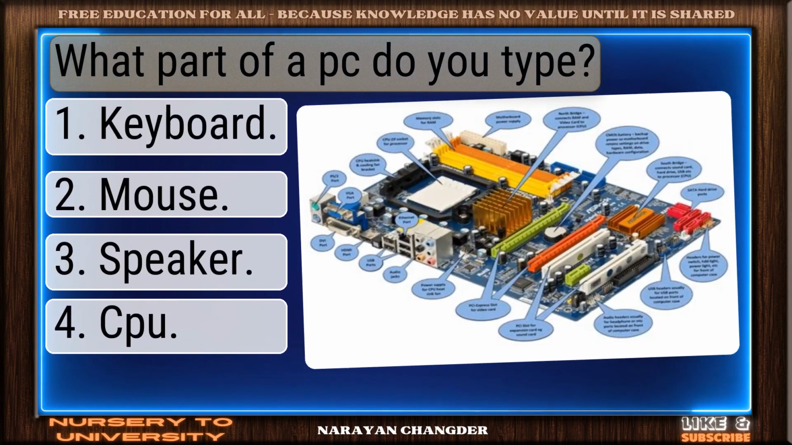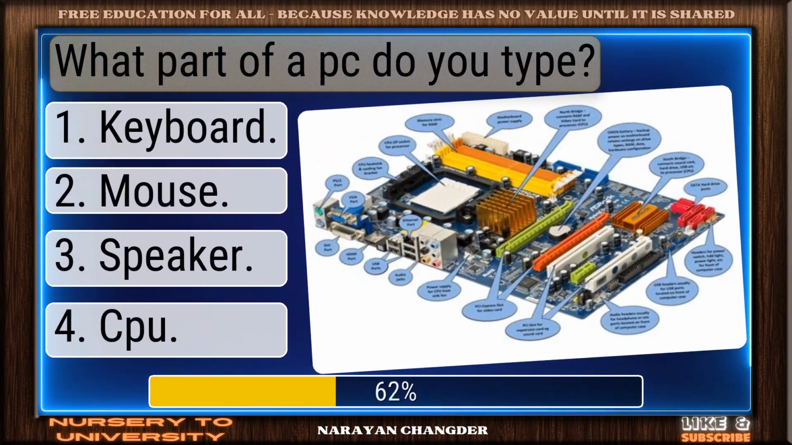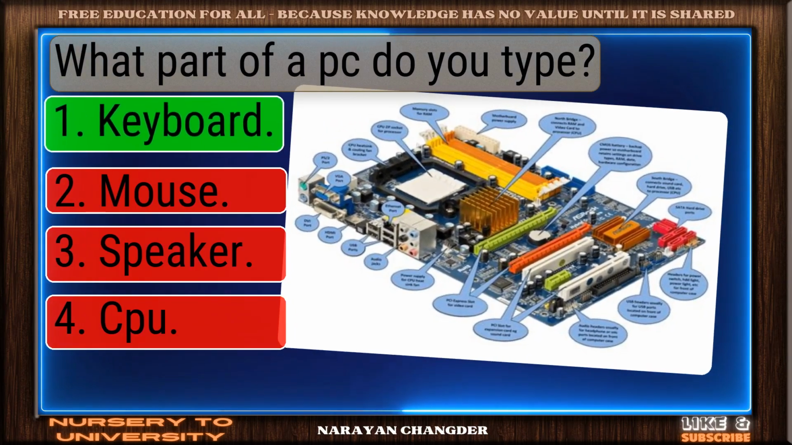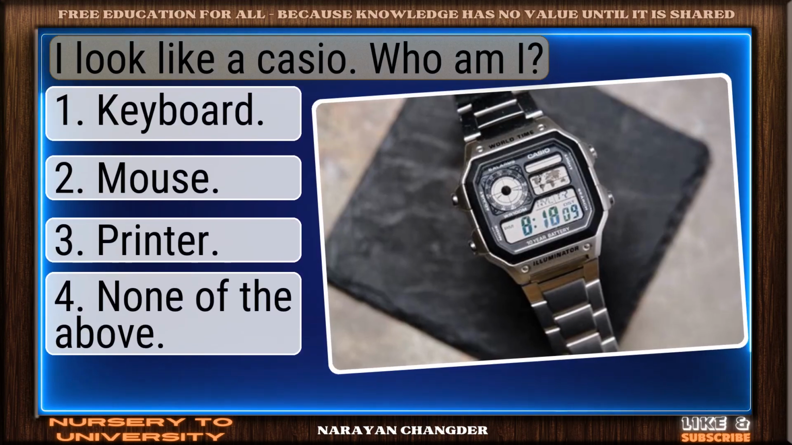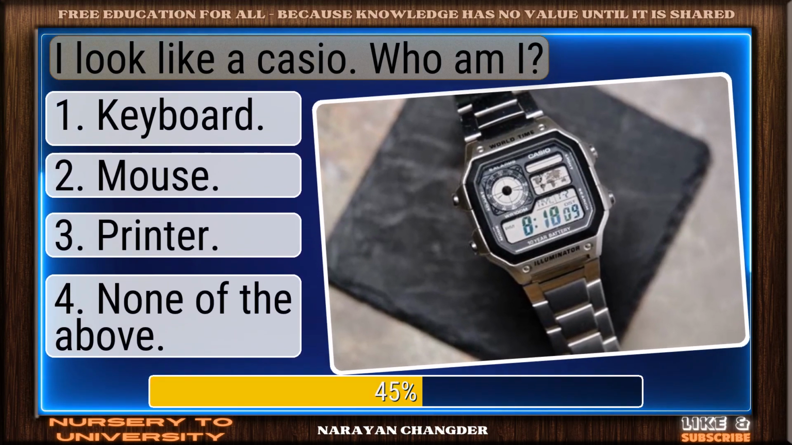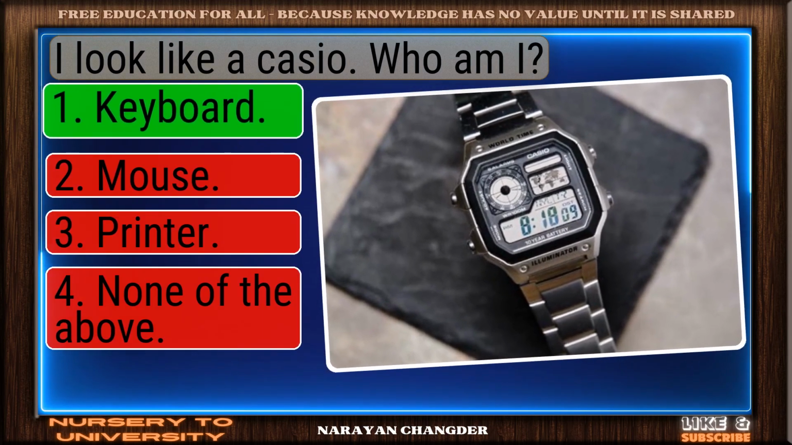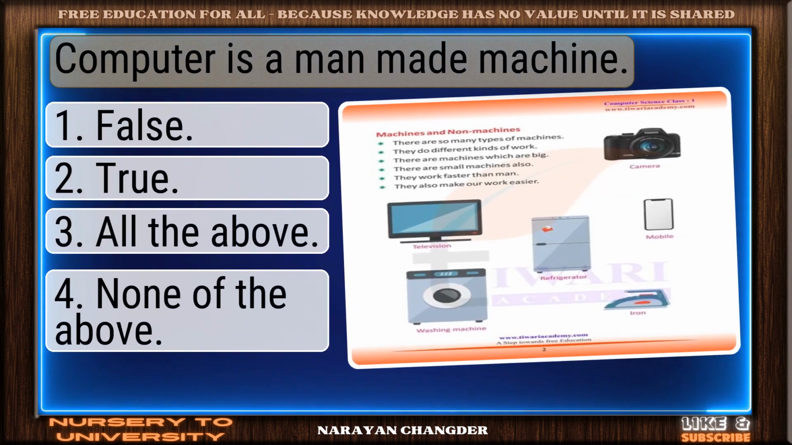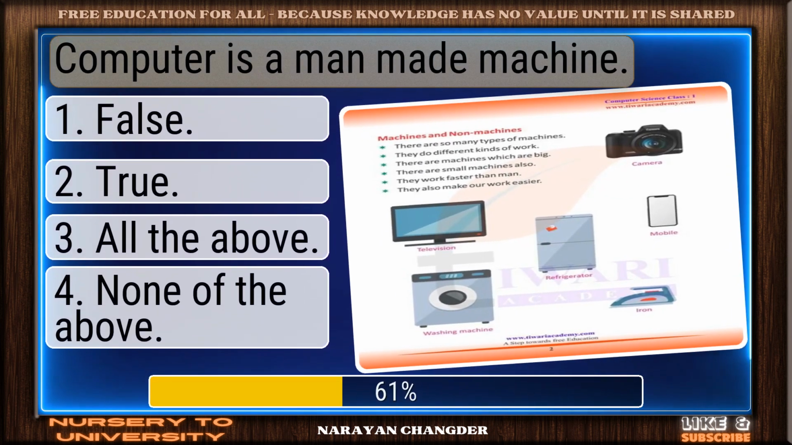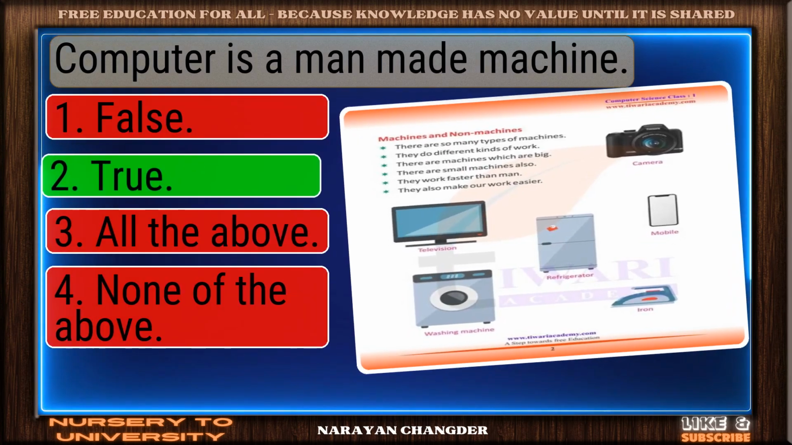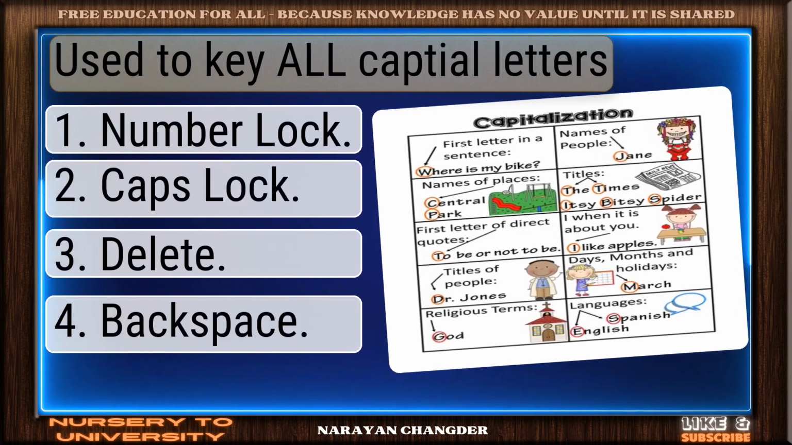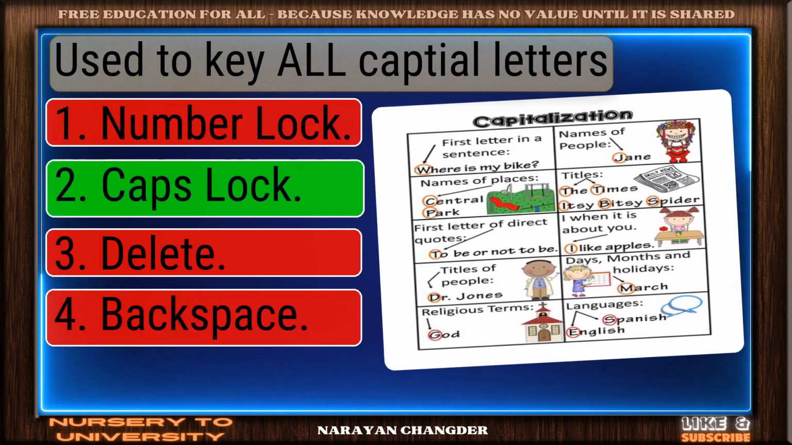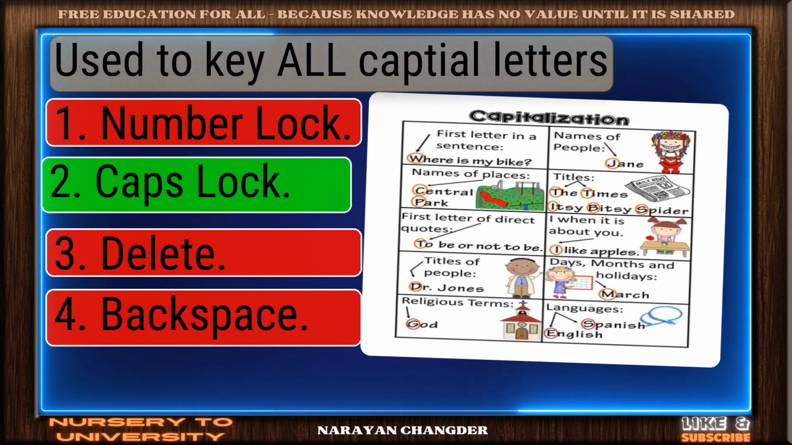What part of a PC do you type? Right again. Keyboard is valid. I look like a Casio. Who am I? Bravo. Keyboard is the answer. Computer is a man-made machine. You got it. True fits. Used to key all capital letters. Good thinking. Caps lock is right.